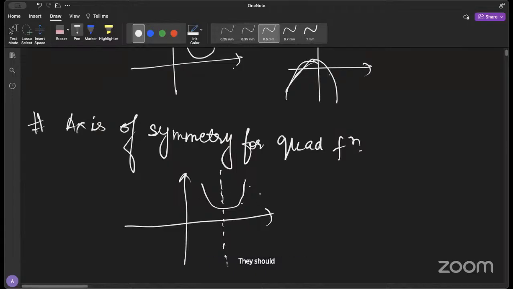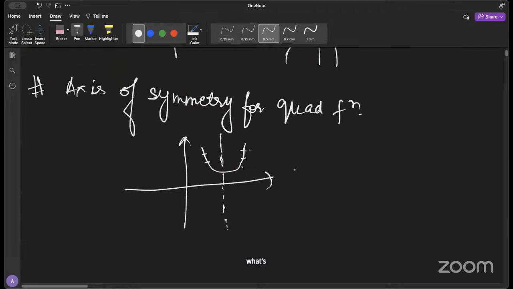They should coincide with each other. This point should coincide with this one, and this one should coincide with this one, when you fold along this line. That's called your axis of symmetry. What's the equation of the axis of symmetry? Obviously, it's a line.